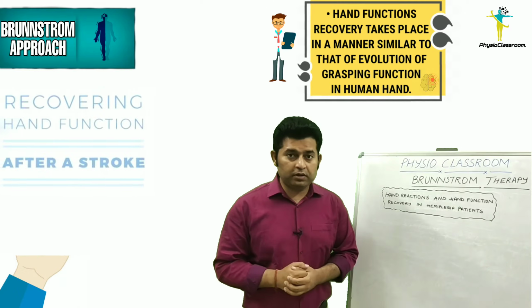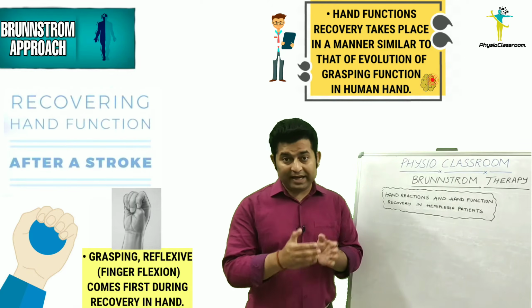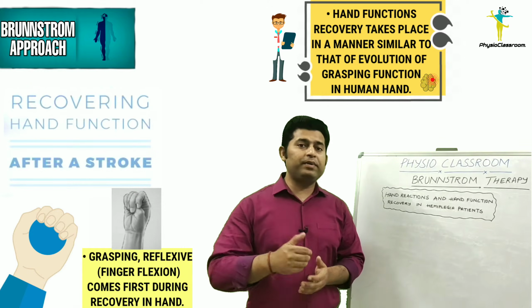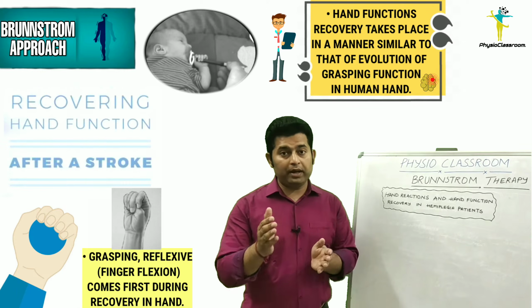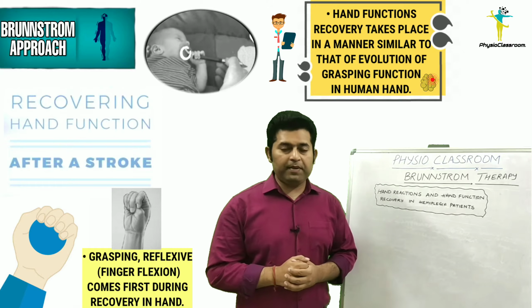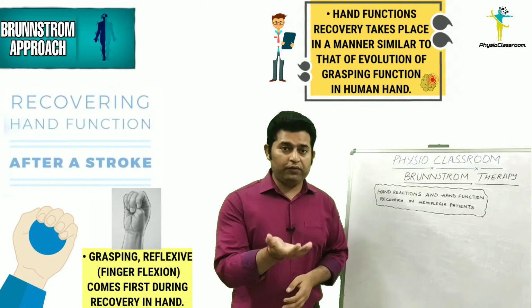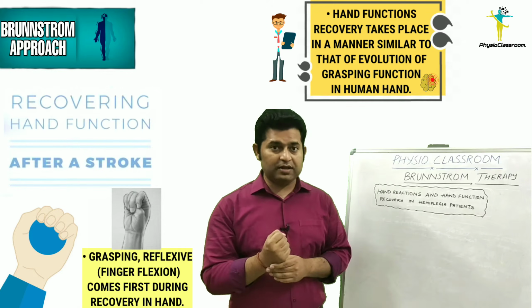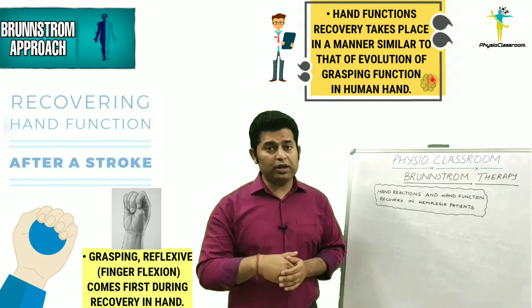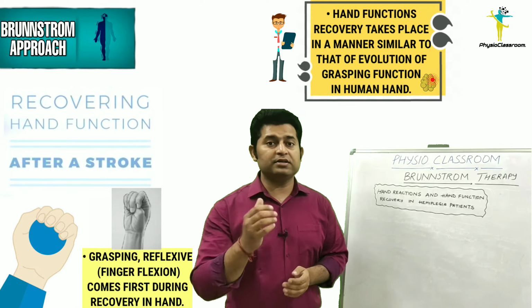In this video of the Brunnstrom therapy series, we are going to learn about the important hand reactions and various steps of hand function recovery in a hemiplegic patient. It has been observed that following hemiplegia, the hand function recovery takes place in a manner that closely resembles the evolution of the grasping functions of a human hand. So in a hemiplegic patient also, we see that first there is appearance of reflexive finger flexion movements and reflexive grasp reactions, followed by which it gradually matures into a voluntary grasp and release functions.